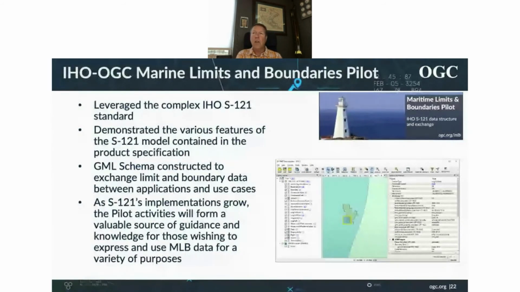But the International Hydrographic Organization, IHO, and OGC jointly ran what we referred to as our Marine Limits and Boundaries pilot. And our idea was to take a look at this very complicated S121 standard that describes the limits and boundaries in the marine space, which is linked directly again to LADM. So it does have the linkages to land tenure, but it's a stranger and more interesting use case. So we're talking about marine limits and boundaries.